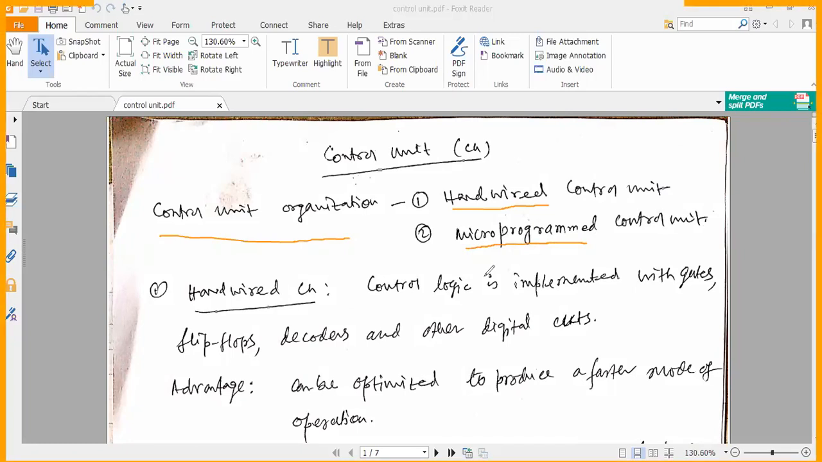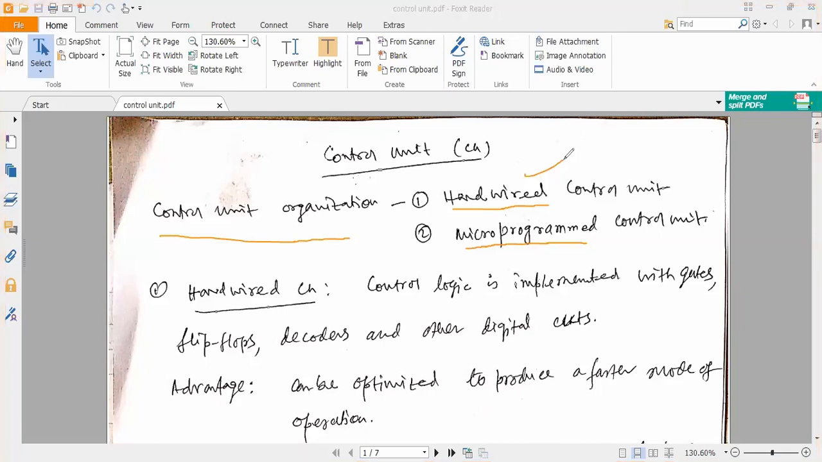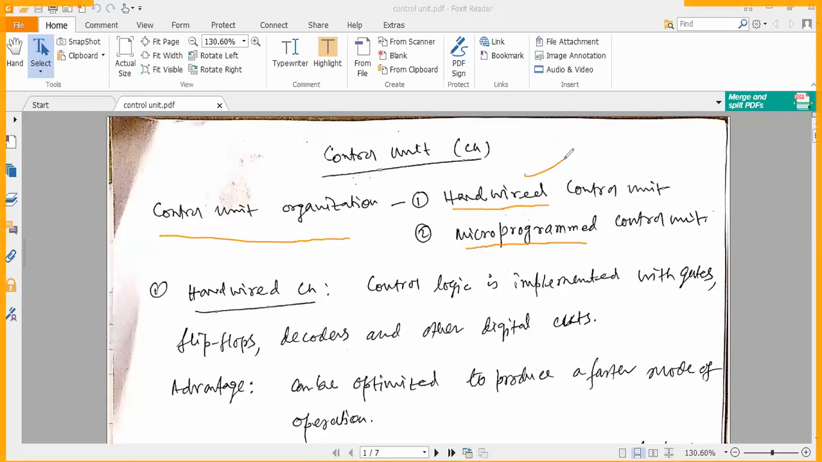That can be done in two ways. First is hardware. Hardware means there must be some physical connection, so a dedicated circuit must be there. And microprogram means you are just programming: by software, by writing code, you are generating the control signals. So two methods are there: the first is hardware, and the second is microprogram control. This is most important.